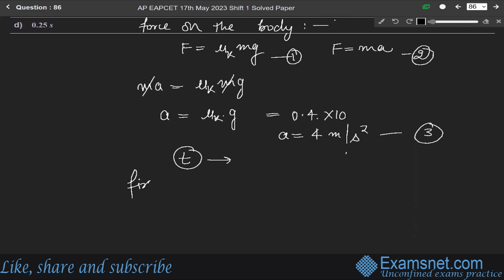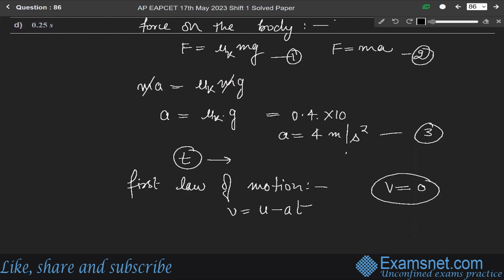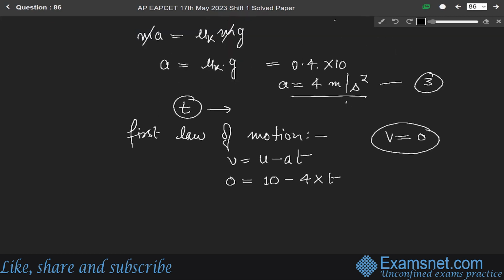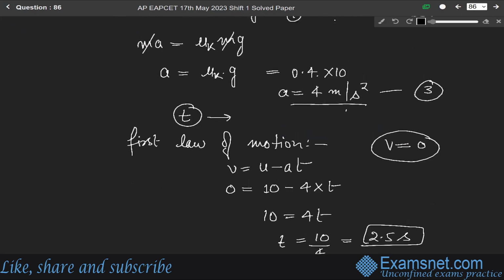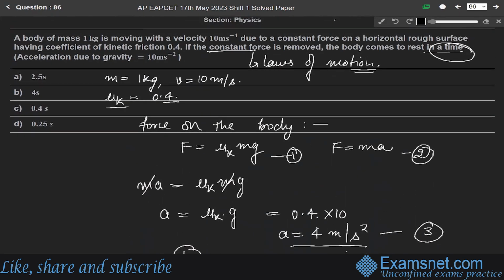So using the first equation of motion, v equals u minus at. So when it comes to rest, the final velocity will become 0, since it is coming to rest now. So 0 will be equal to initial velocity, which was 10, minus acceleration, which is 4, into time. We have to find this time, t. So t will be equal to 10 by 4. It will be equal to 2.5 seconds. So our answer is 2.5 seconds, which means the correct answer is option A.